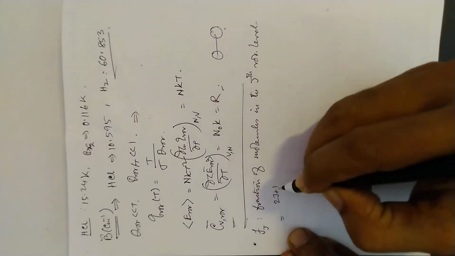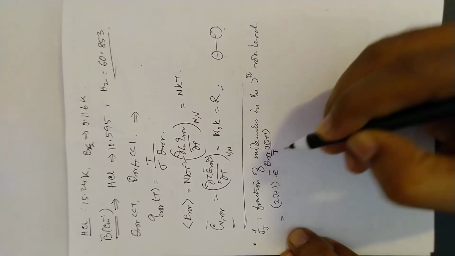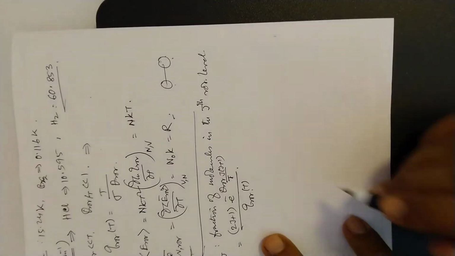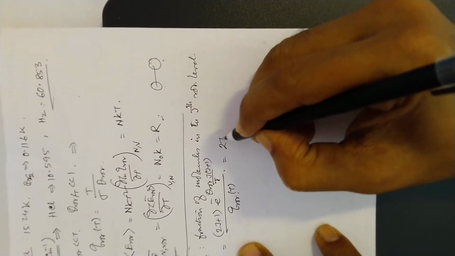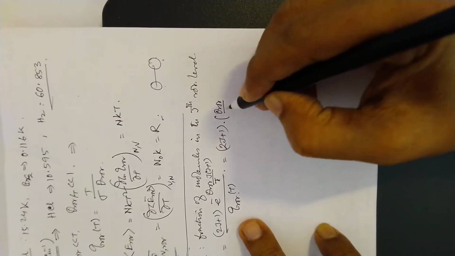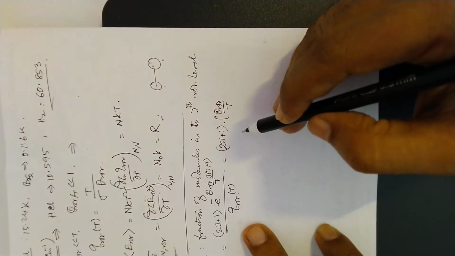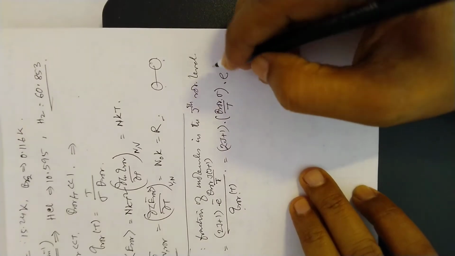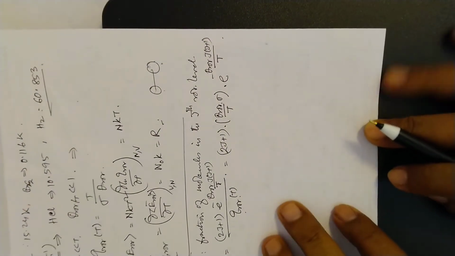Now, this is, as you can easily realize, e to the power minus theta rotational j into j plus 1 divided by T, and this divided by q rotational T. So if the previous necessary assumptions are true, then this gives a very nice expression: 2j plus 1 into theta rotational by T, where q rotational is T by sigma also in principle, and then e to the power minus theta rotational j into j plus 1 divided by T. So that is your Fj.